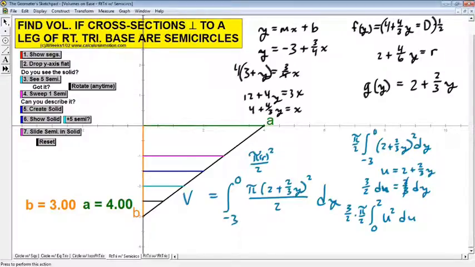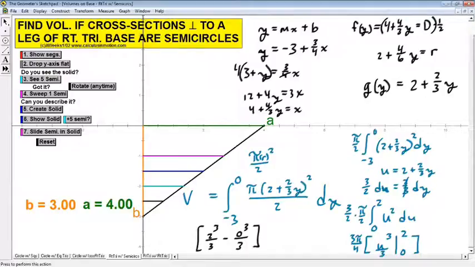All right, we have 3 pi over 4 times u to the third power divided by 3. And I'm going to plug in 0 and 2. Everybody still good? Okay, let's plug the 2 in first. We have 2 raised to the third power divided by 3 minus 0 raised to the third power divided by 3, and we're multiplying that times 3 pi over 4. This doesn't matter because we get 0. What is 2 raised to the third power? 8.